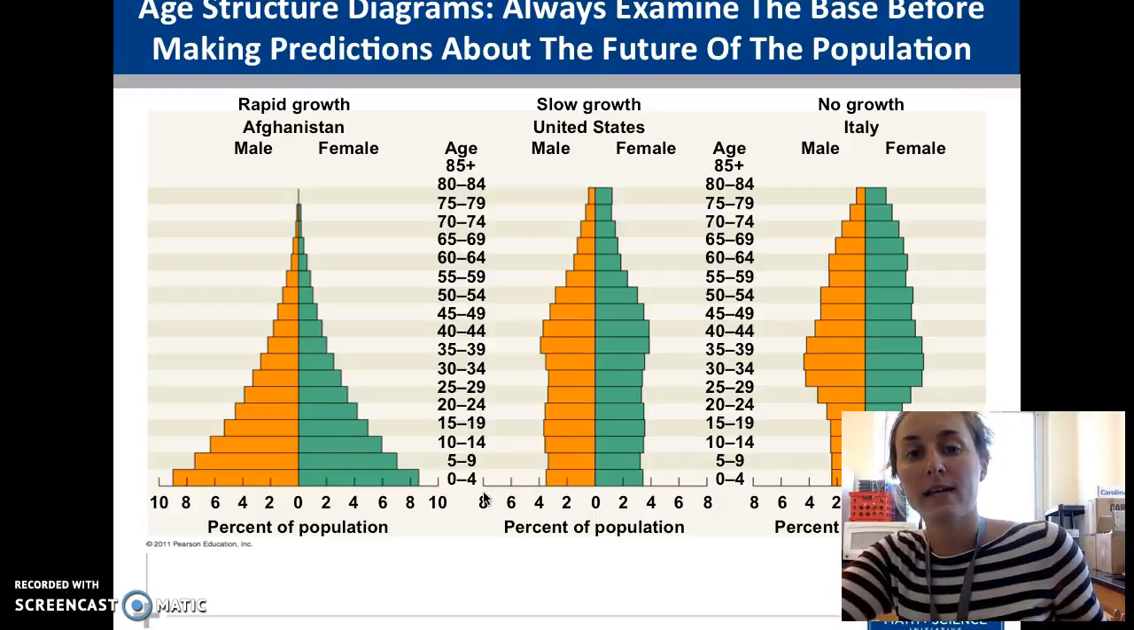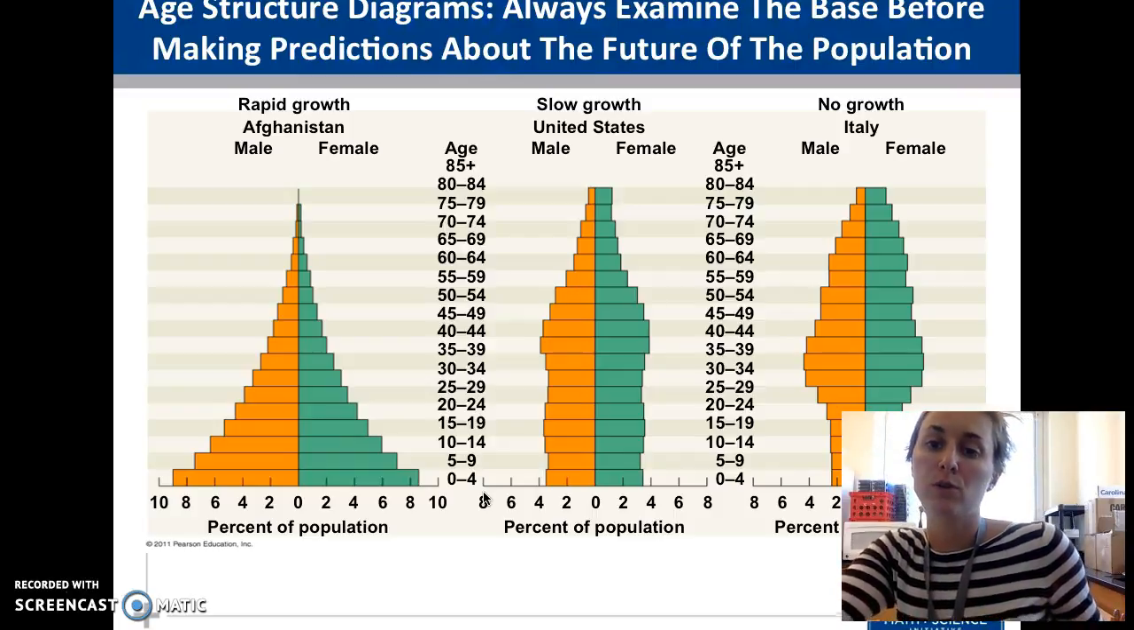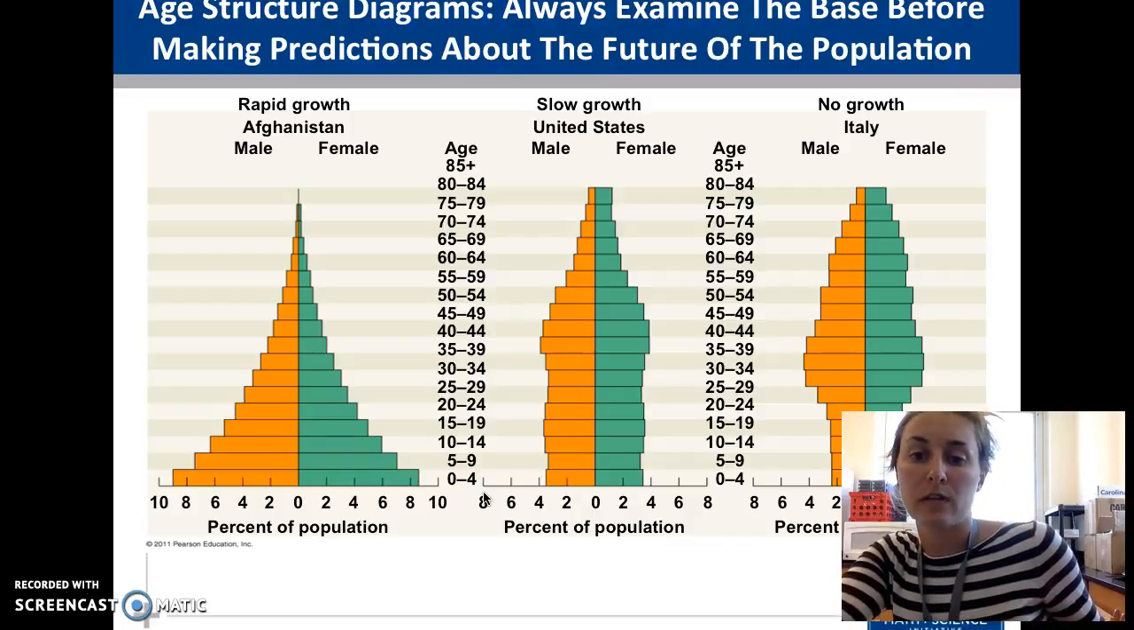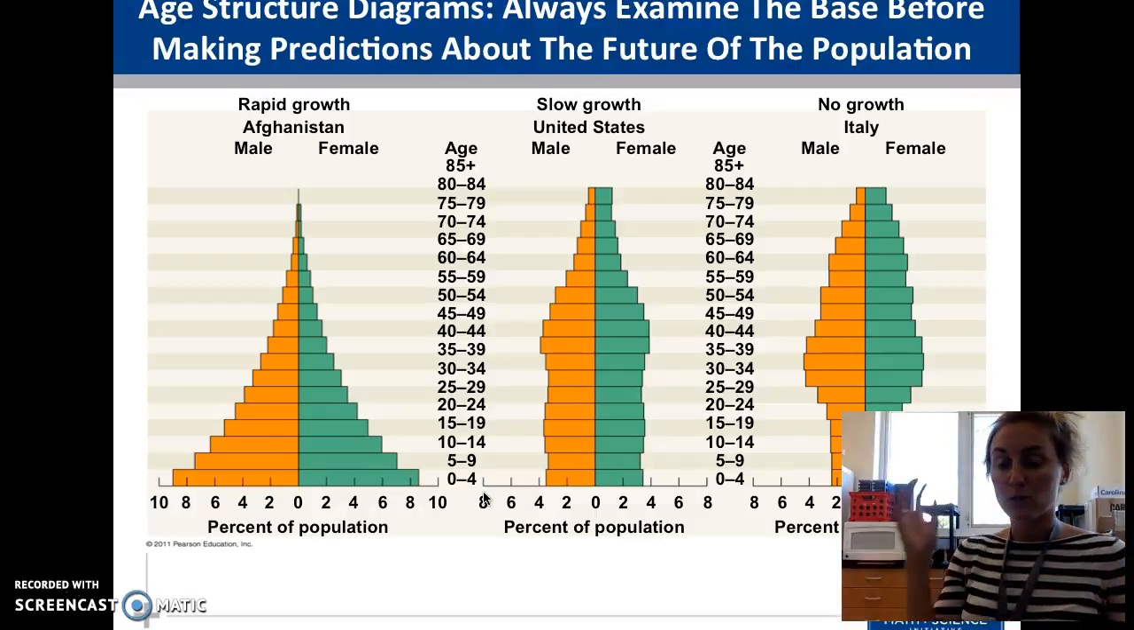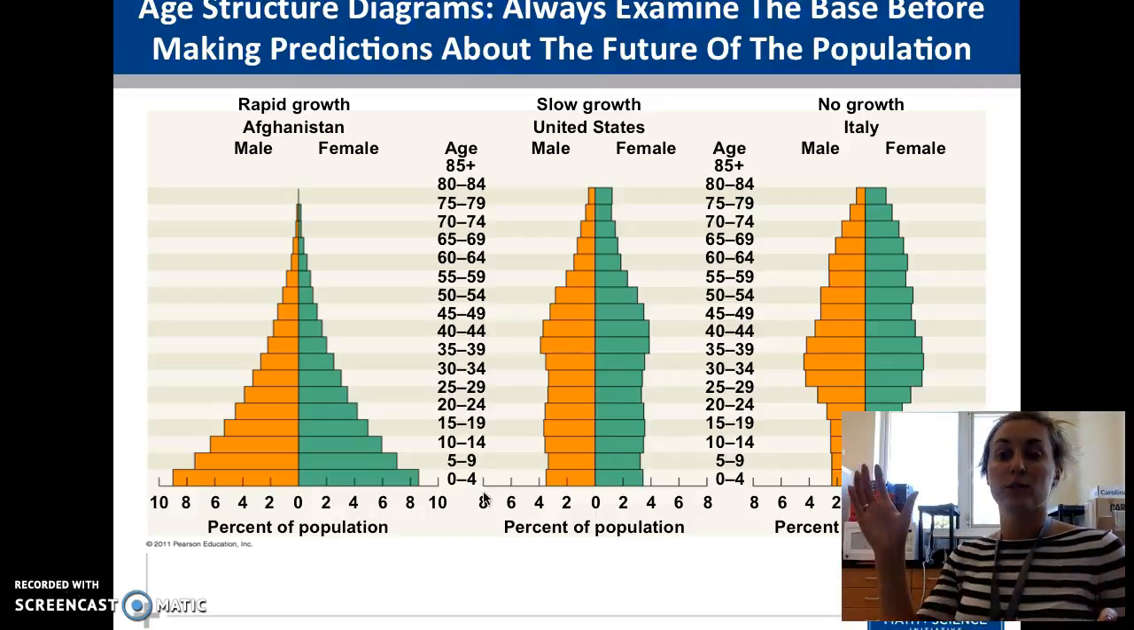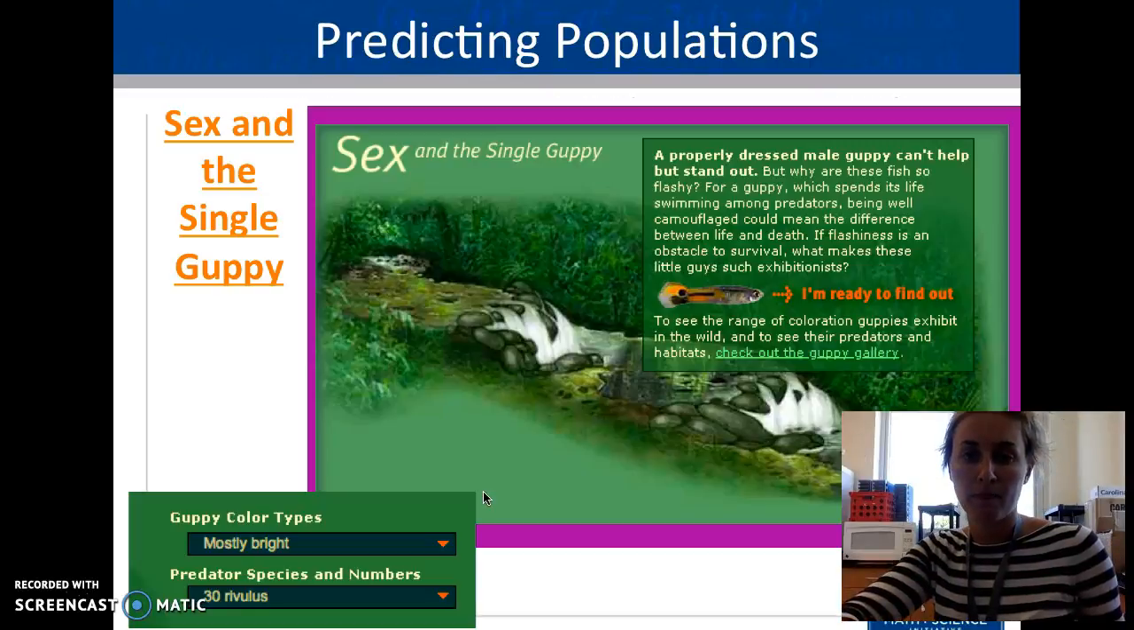What we see is that in the center one, we'll see slow growth, no growth in Italy. Basically, the smaller the base is, the less growth, because those are going to be the ones in the next generation that are having the offspring.